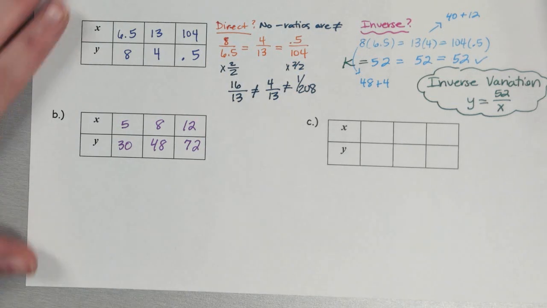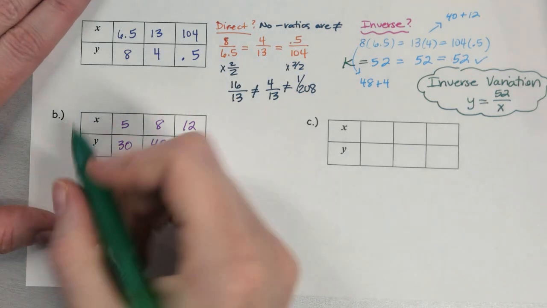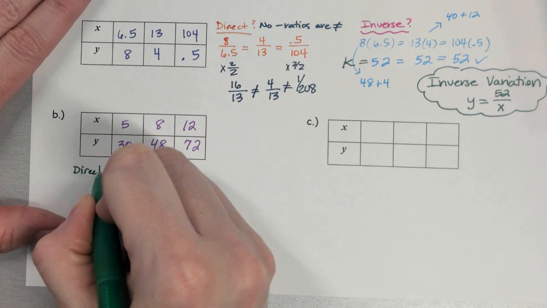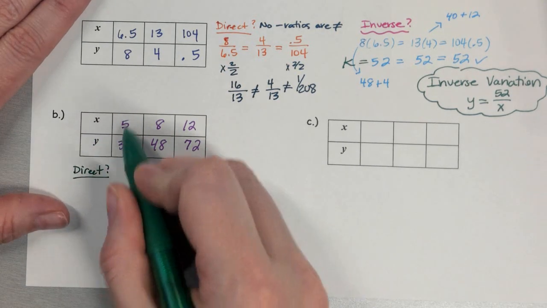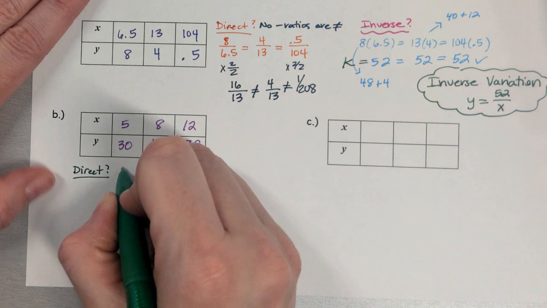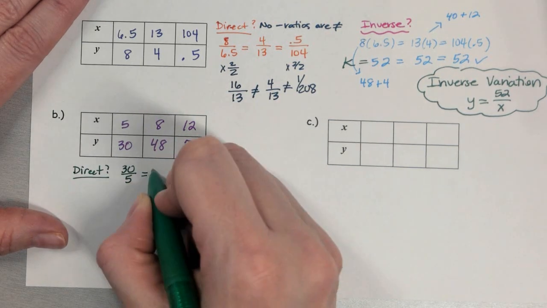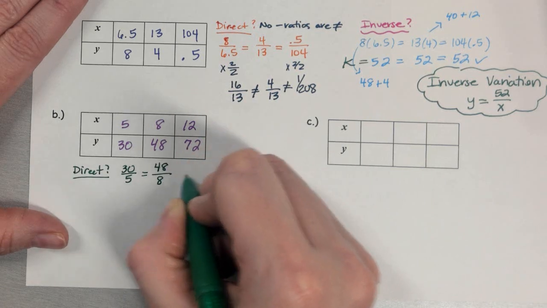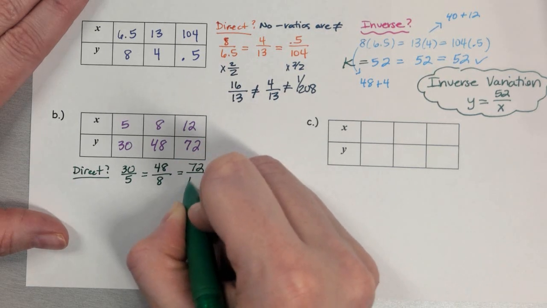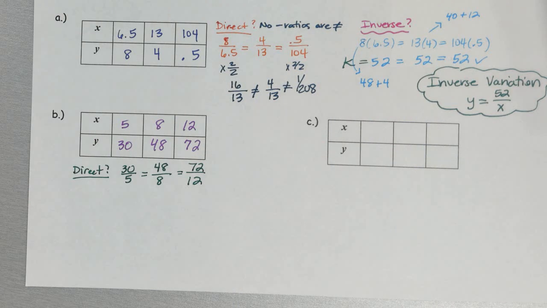All right, so let's set this up. So I'm gonna check to see if it's direct first. Just remember, when you set it up, it's always y over x. This is kind of similar to checking for what type of functions. What's a type of function where we had to find the ratios? Yeah, the exponential. The quadratic was the differences.